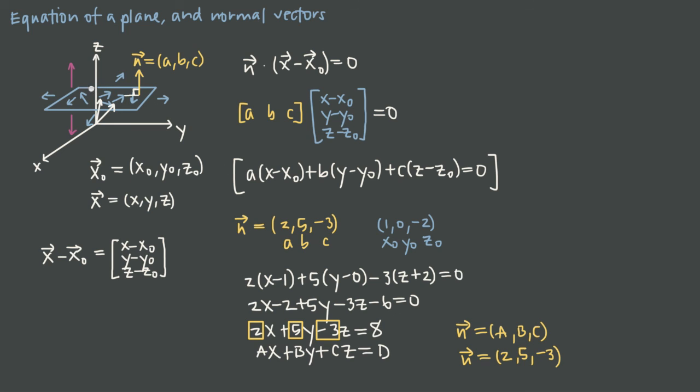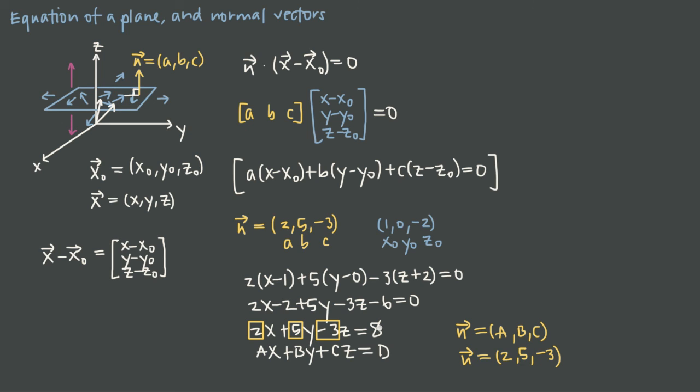So if we have 8, it might be at 8. If we change it to 6, it might shift it down 2 units. If we change it to 10, it would maybe shift it up. But we're just shifting the plane. We're not changing the orientation of it. So regardless of how we shift it one way or the other, the normal vector is still the same. The normal vector is still the vector that sits orthogonal to that plane.